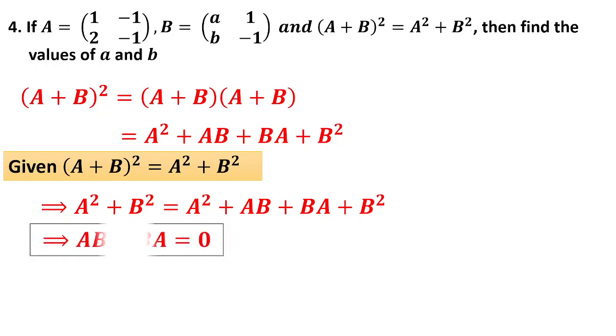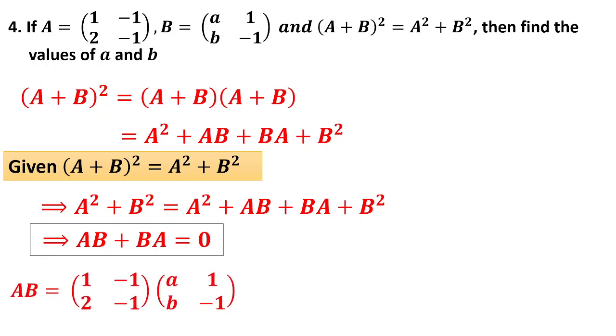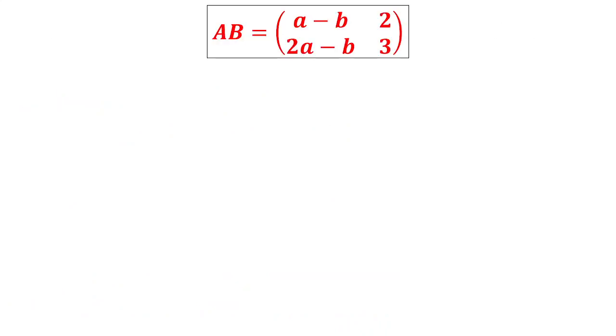What will happen? A square will get cancelled. B square will get cancelled. Therefore you are getting AB plus BA is equal to 0. AB plus BA is 0. That is why you are getting A plus B whole square as A square plus B square. Now let us take this equation now. Let us find what is AB. This is AB now. Normal multiplication.